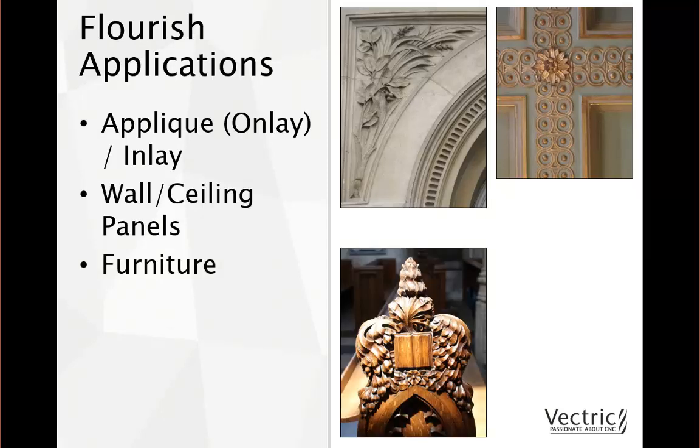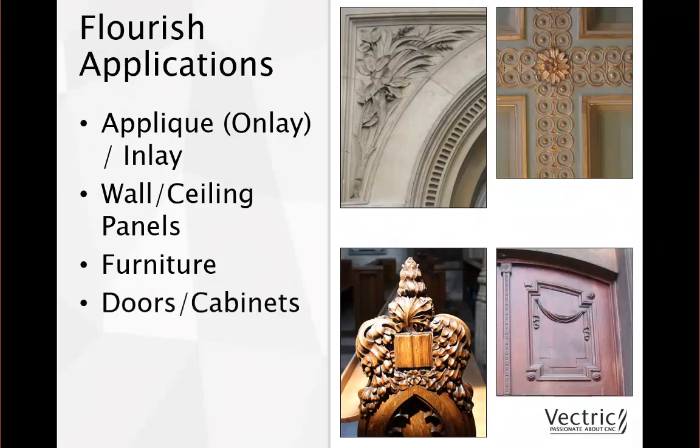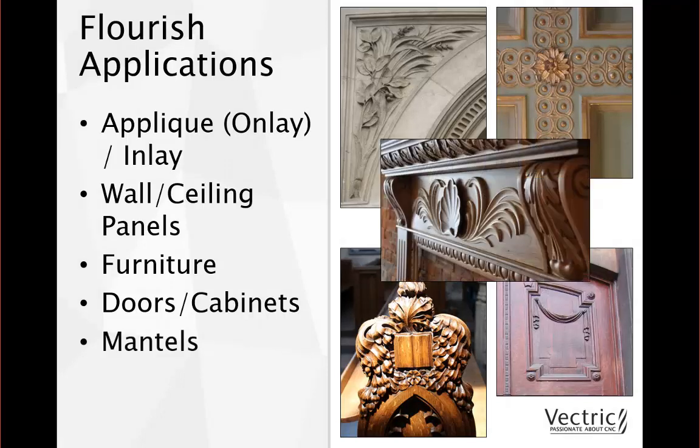Furniture can be very nice to even put just a small carved part on a piece of furniture to make it look that much more unique or attractive. Doors and cabinets, again with historical styles, you'll typically find some additional carving on doors or cabinets or the panels within them. Mantles make excellent use of flourishes with things like the leaves on the corbels or the shell in the main part here, or even like the egg and dart running along the bottom of the top piece of this mantle.